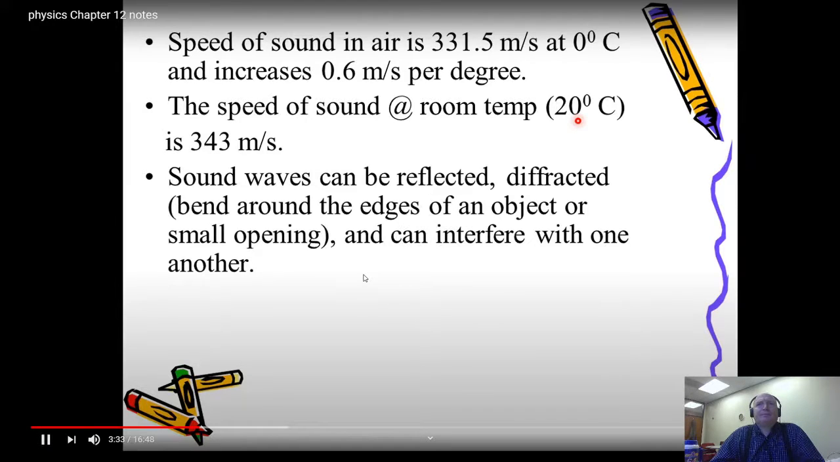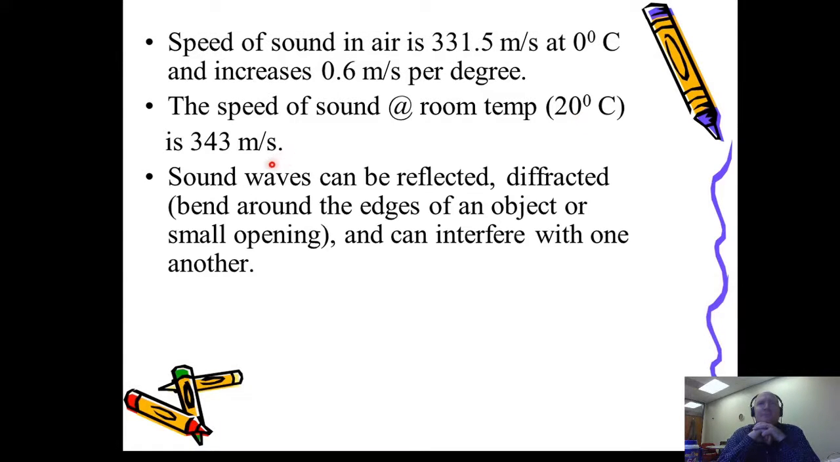You get 343.5, but unless told otherwise, use the speed of sound at 343 meters per second. Sound waves can be reflected. Those are your echoes. Sound waves can be diffracted, which means they bend around edges of objects or through small openings, such as doors, so you can hear people in another room. And sound waves can interfere with one another, both constructively and destructively.